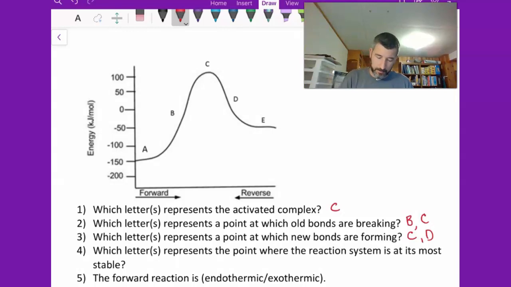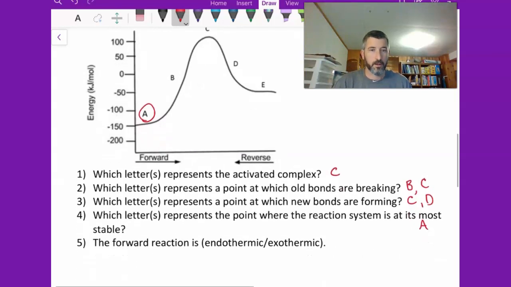Okay, you should have said that it's most stable at point A, because that is when the potential energy is the lowest, meaning that it's going to be most stable. All right, and is this, the forward reaction, by the way, we're just going from left to right. You can see it's labeled here. So is the forward reaction going from left to right, endothermic or exothermic?